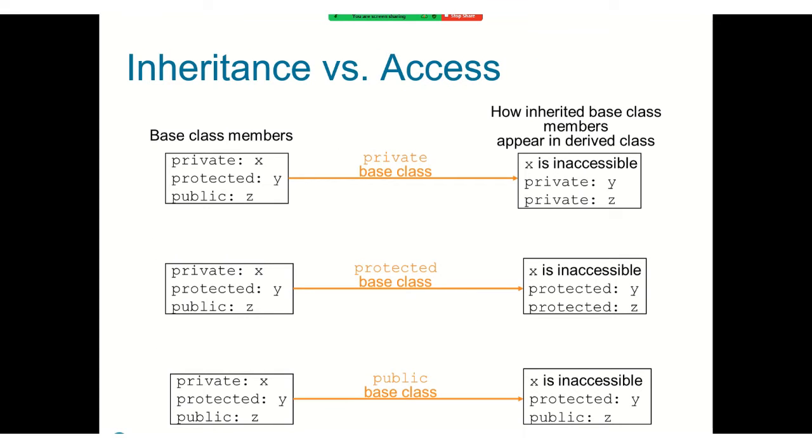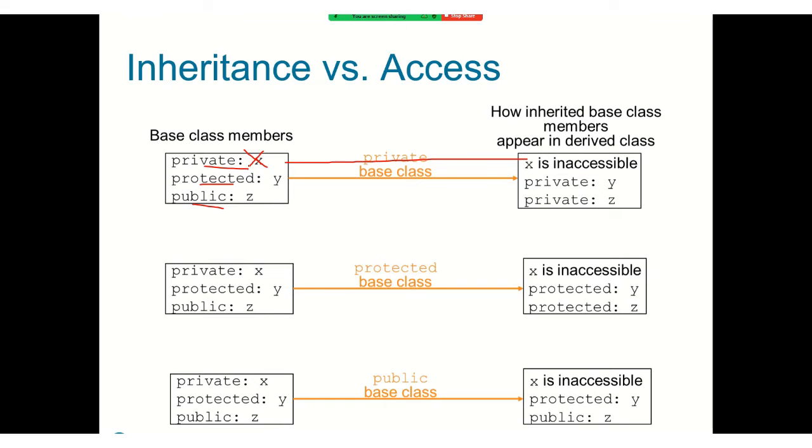So you can see here that for base class members, you have private, protected, and public: X, Y, Z, three attributes. Inherited base class members appear in the derived class. So X is inaccessible. You cannot access X even from the child class.